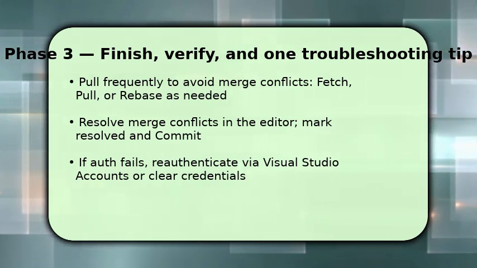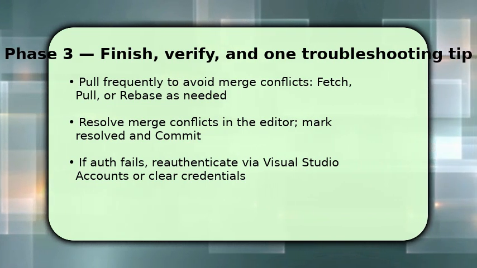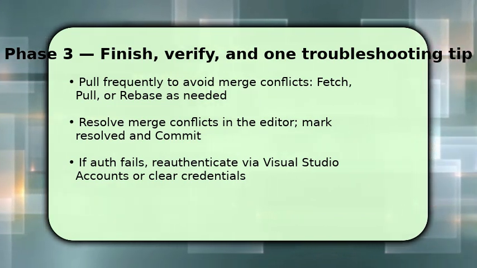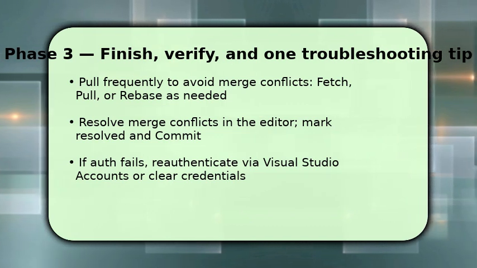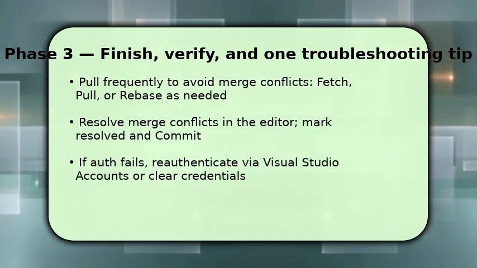If something goes wrong, like authentication errors or conflicts, re-sign into GitHub through Accounts, clear saved credentials, and resolve conflicts in the editor before committing. This ensures a clean, reproducible repo state.